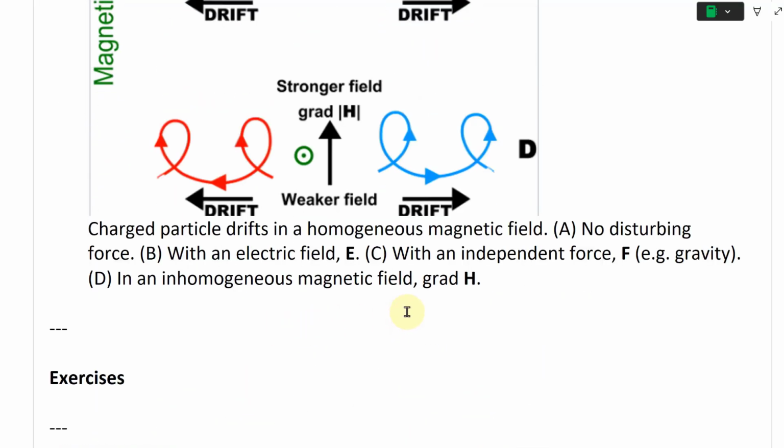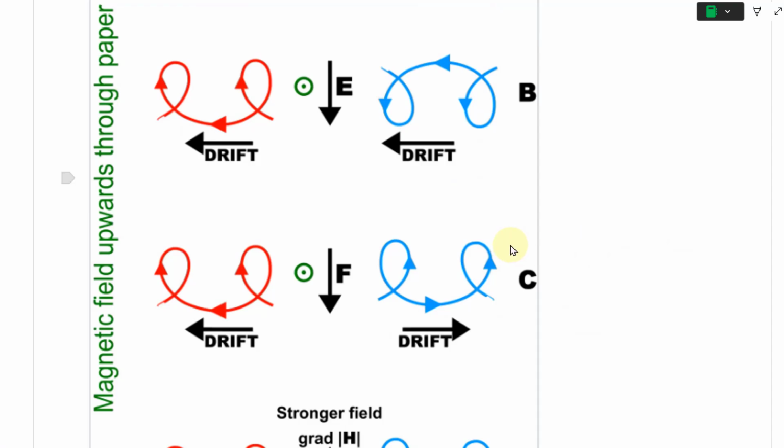What's another one? With an independent force, next is gravity. If you have gravity going down, it's the same thing, but this one is going in the opposite direction. Interesting. So the drift, with gravity going down, doesn't reverse the peaks like that. It just goes in a different direction with the force of gravity.